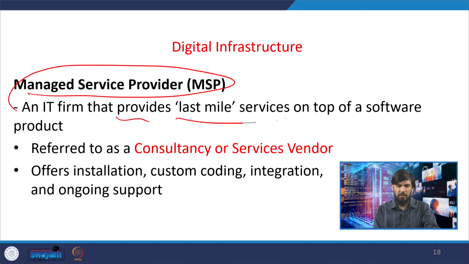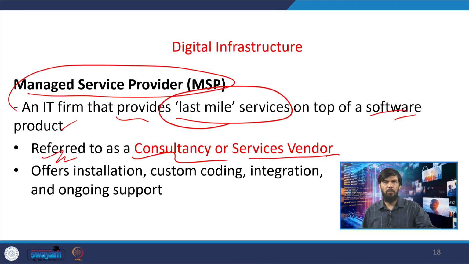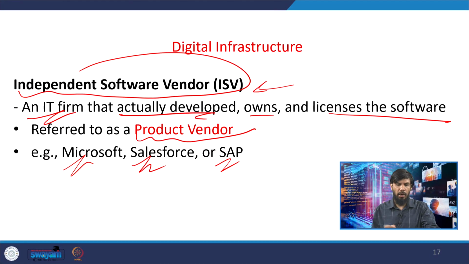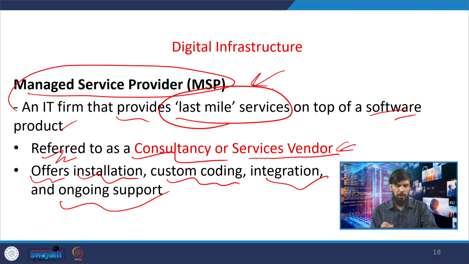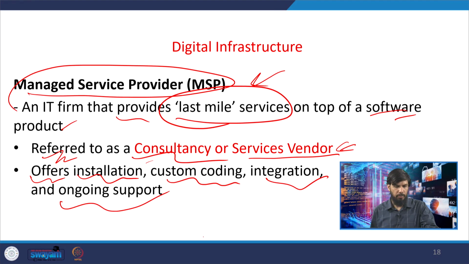They provide the last mile services, right, on top of those popular software products. So these companies, managed service providers, provide the last mile services. They are typically referred to as consultancies or services vendors, IT services companies or IT consultancy companies. So this is how the terminology goes. What they do is offer installation, custom coding, integration, ongoing support, right? So in case an ISV is not catering to that, the MSP, which is like an IT consultancy or IT services vendor, will provide that. And the product vendor, sometimes they do that, sometimes they don't. So these are the two roles that different kinds of IT firms play.